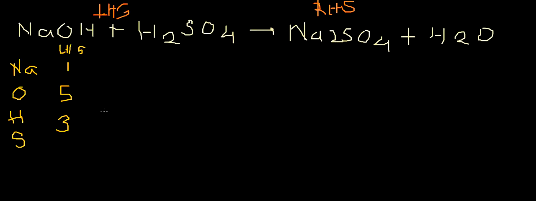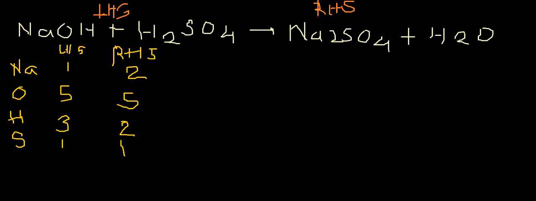And sulfur only one. Now concerning the RHS side, I've got two sodium atoms. Then I've got 4 plus 1, 5 oxygen atoms. Then I've got H2, that is 2 hydrogen atoms. And then I have also got sulfur, so I've got only one sulfur atom.